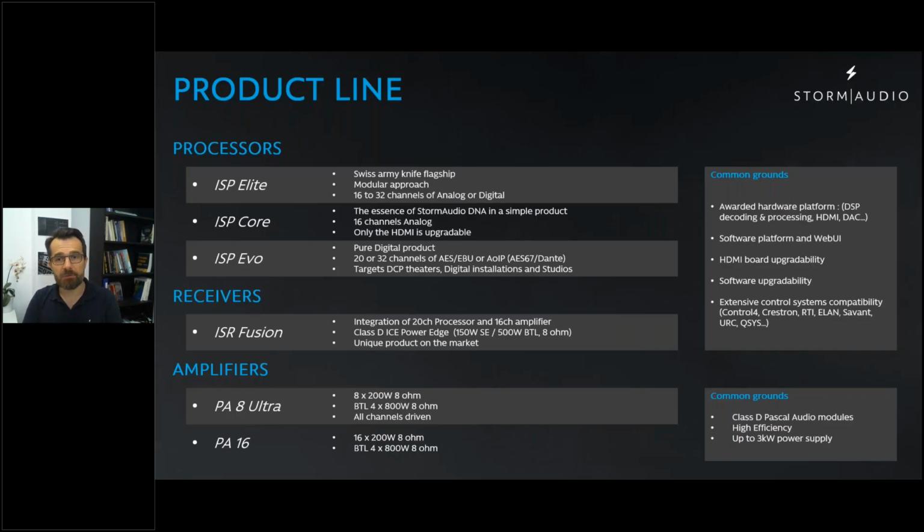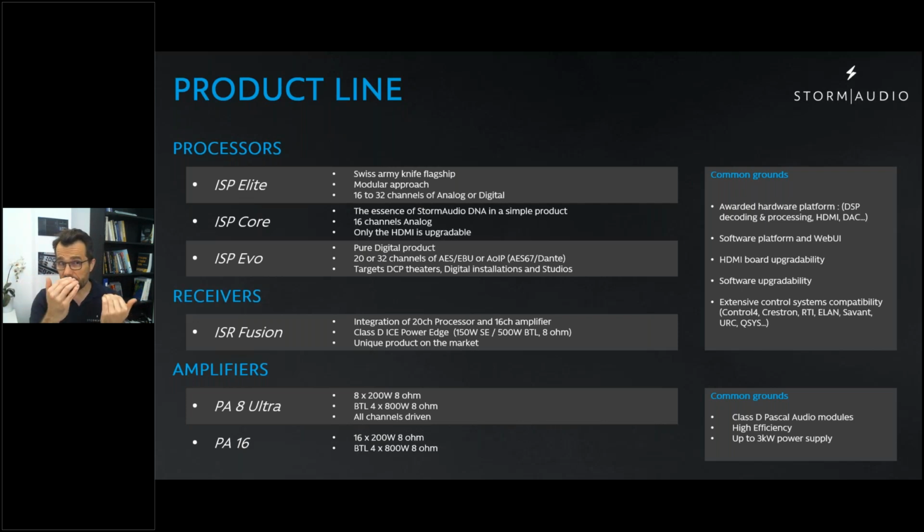So we have built a product range around 3 categories. We have processors. Right now, we have 3 different models. One is the ASP Elite, and this is our flagship model. It is the Swiss Army knife product that you can configure the way you want by the use of different modules, different options. It can cover, through a complete modular approach, systems from 16 channels up to 32 channels, both in digital and analog. So you choose what you want and you build what you need. So that's really key. Now, this has a price, this modularity.